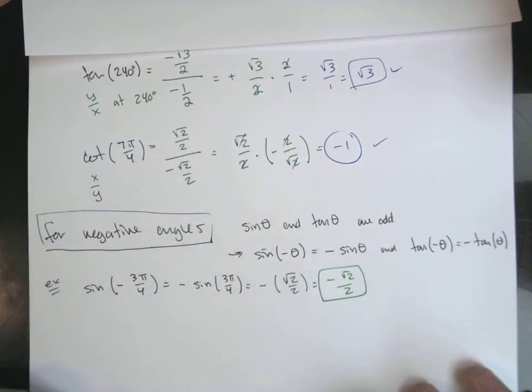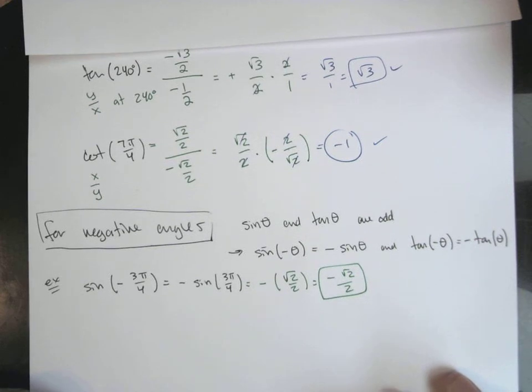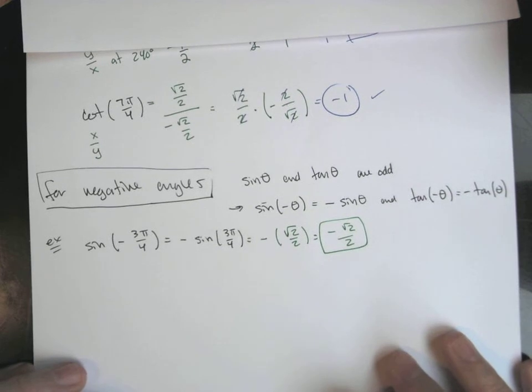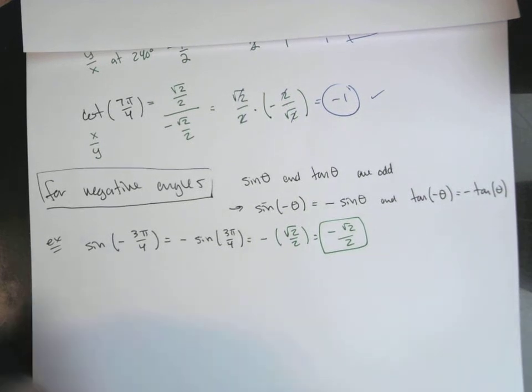And then a similar type of thing for tangent, right? Tangent's going to have this exact same property. So I can get a negative angle pretty fast for sine and tangent, just by taking the negative version of what I would have gotten for the positive.